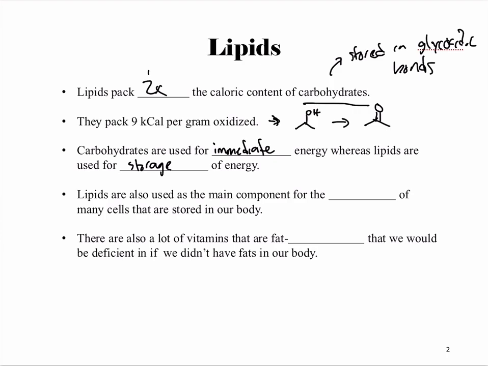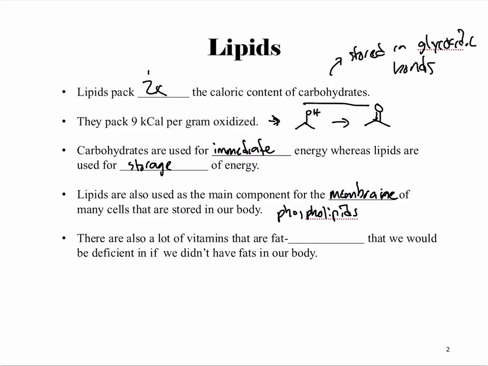And lipids are also going to be the main component for, does anyone have an idea for the cells in our body, what are lipids used for? The membrane. So these are going to be the main component for the membrane of the cells in our body. Specifically these are going to be phospholipids a lot of the time, and these phospholipids have specific properties that allow them to be good membrane-creating molecules. Also fats and oils are important because there are a lot of vitamins that are fat-soluble, and we would be deficient if we didn't have fats in our body.